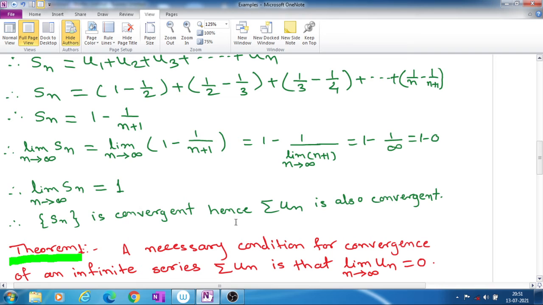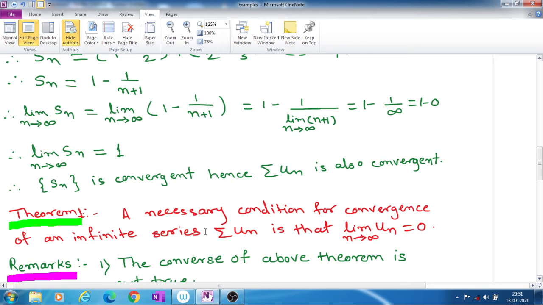Therefore, since the limit of Sn is a finite limit, we can say that the sequence Sn is convergent, and since the sequence Sn is convergent, our series Un is also convergent, because convergence of the series depends on convergence of the sequence Sn, and therefore the Un series is also a convergent series.